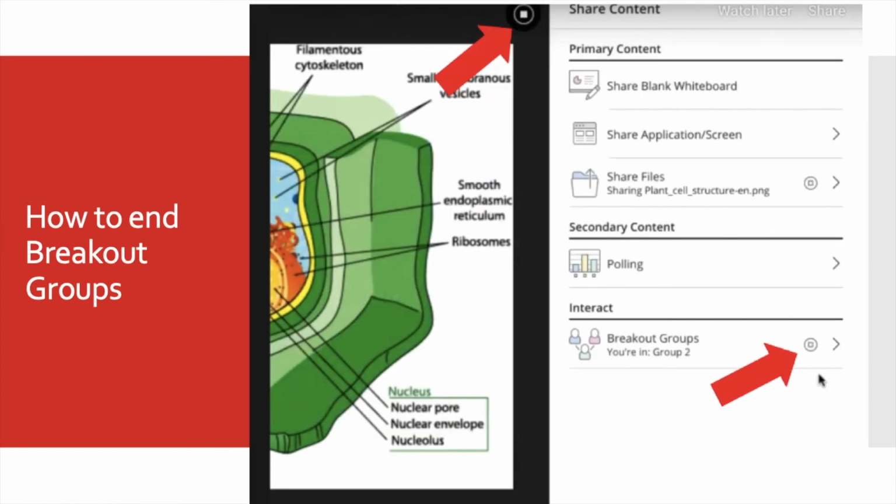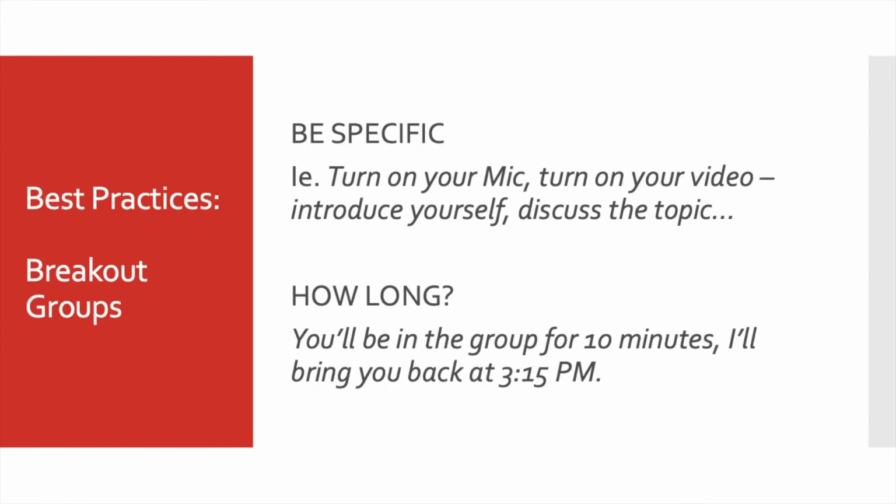And then to end breakout groups is just like you end anything else. This is just a close-up version of that. You use that little stop icon. Now, some more best practices for breakout groups. Just remember to be specific. Turn on your mic, turn on your video, tell them, your students, exactly what you want them to accomplish when they're in the small group. Be even more specific about time. How long are they going to be in the small groups? When do they need to start wrapping up? When are they going to go back to the main room?